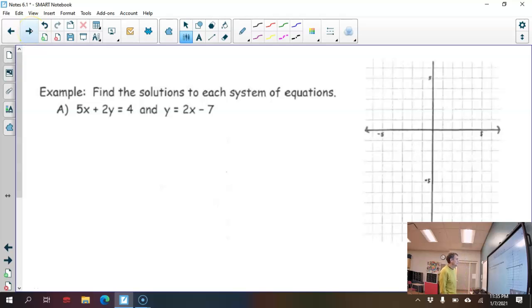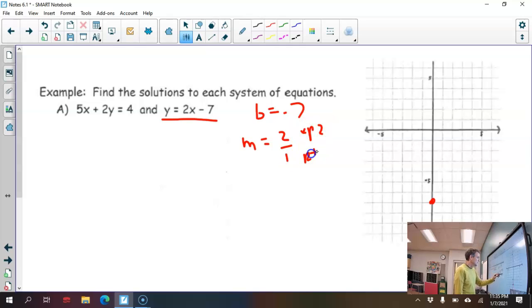So in this first example, I want to find the solution. This equation is already in slope-intercept form, so I'm going to do that one first, right? The y-intercept is -7, so I would put a dot at -7. The slope is 2, which means I'm going to go up 2, right 1, so up 2, right 1, up 2, right 1, up 2, right 1, and there is the graph of that one. Those are all the ordered pairs that are solutions to the second equation.